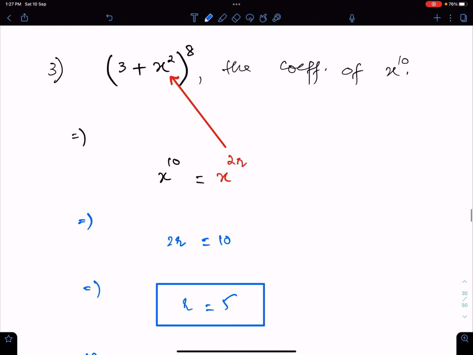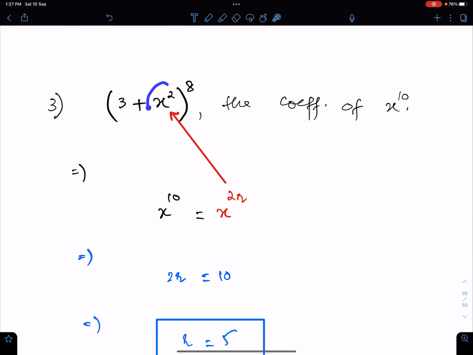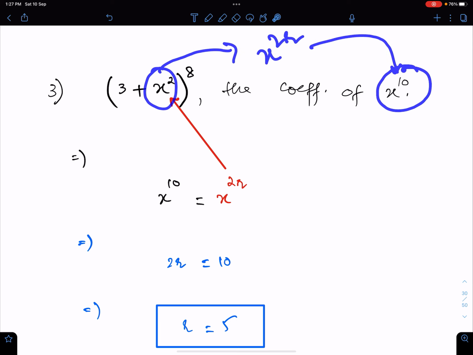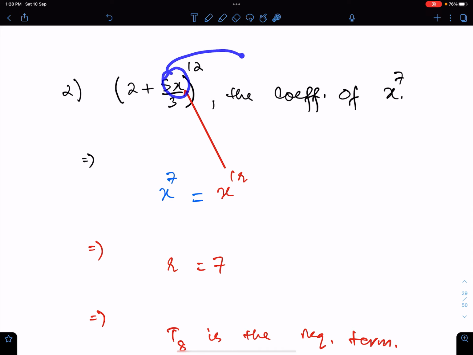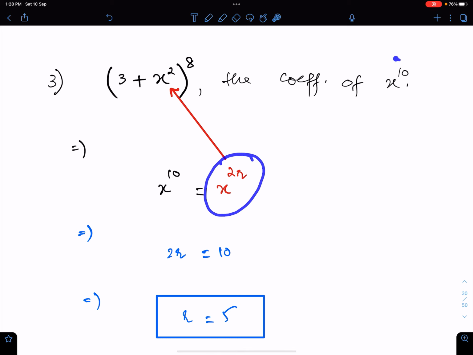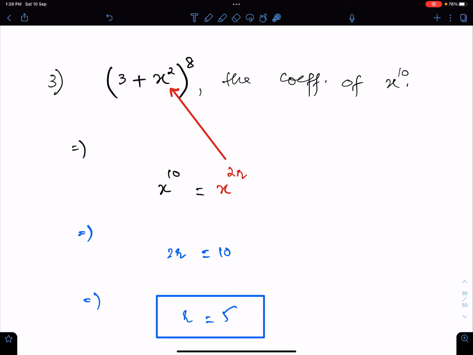Another example of simple expansion. See, there is just one x and the x is in the numerator. We need the coefficient of x power 10. So we just need to compare this x with power 2r with x power 10. Always write this x with power r. So we have x square, so it will become x power 2r. Here we had just x, so we wrote x power 1r. So x power 2r should be compared with x power 10 to get the value of r. So r is 5. So you just need to find T6.